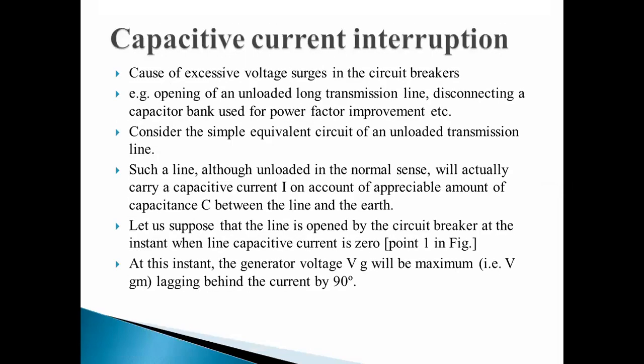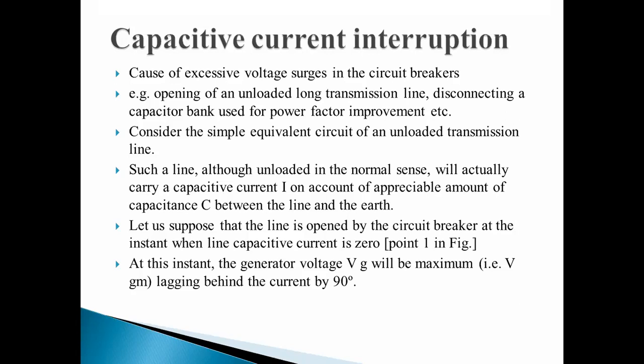Then today we'll see the capacitive current interruption. These are again problems when we are using circuit breakers, whatever problems we are facing. One more is the capacitive current interruption. This is the cause of excessive voltage surges in the circuit breakers.